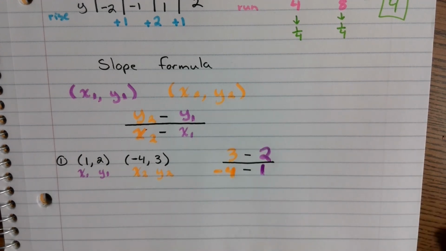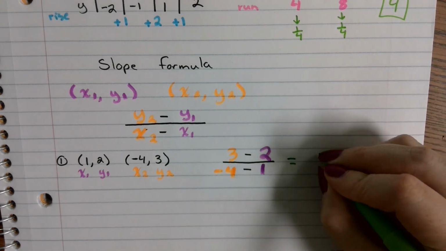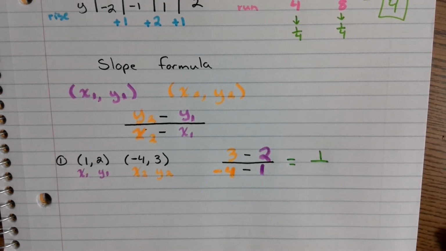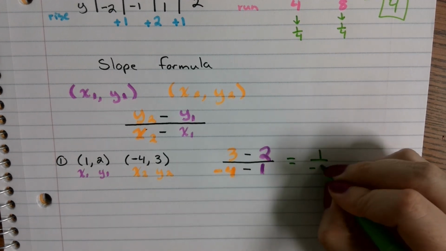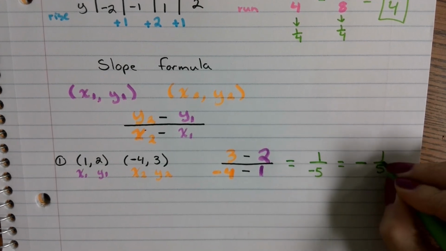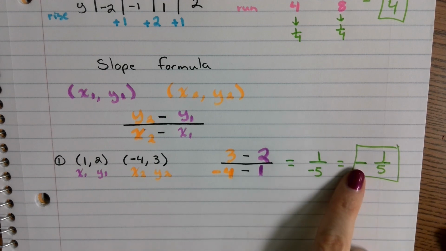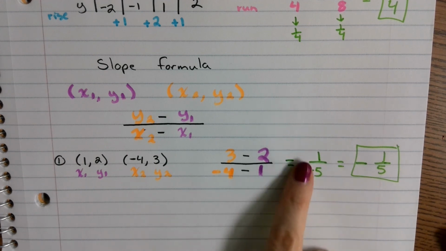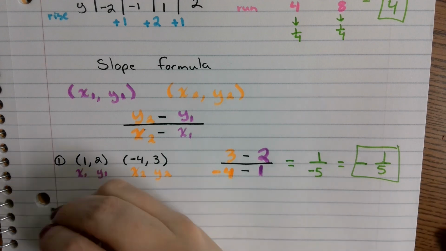And then I subtract. What's 3 minus 2? 1. What's -4 minus 1? -5. So my final answer is -1/5. I always like to put the negative, if I have a negative on one of them, and only one of them, I pull the negative and put it in the front. Now if I have double negatives, what would that make it? A positive. Good. Go ahead and try this one on your own.